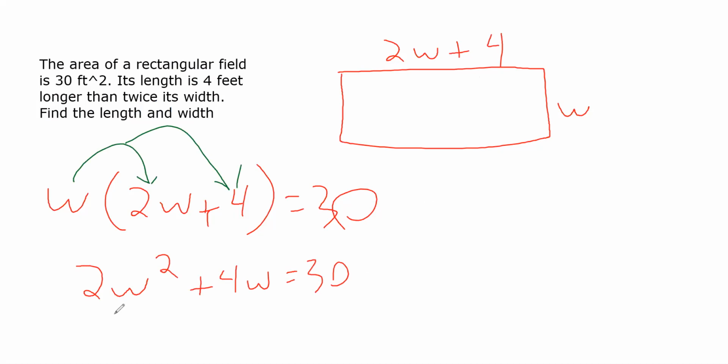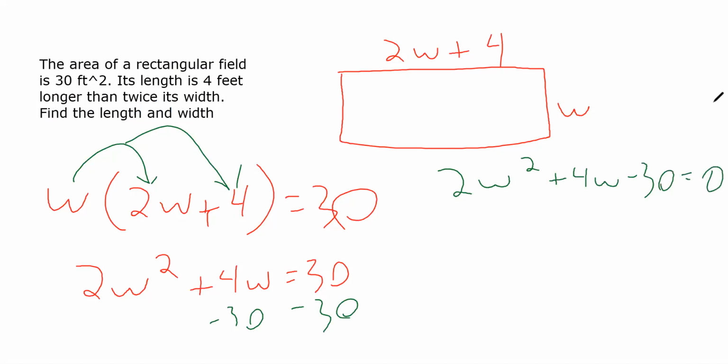Once again, you could complete the square. Remember, technically to complete the square, we need to divide both sides by this 2 here. So maybe we don't complete the square in this particular case, because let's expose ourselves to a different way of solving. Let us instead put everything on the same side of the equation. 2w squared plus 4w minus 30 is now equal to 0.